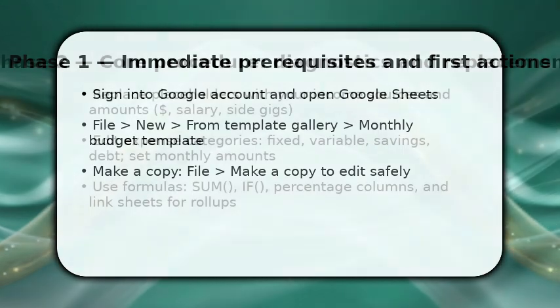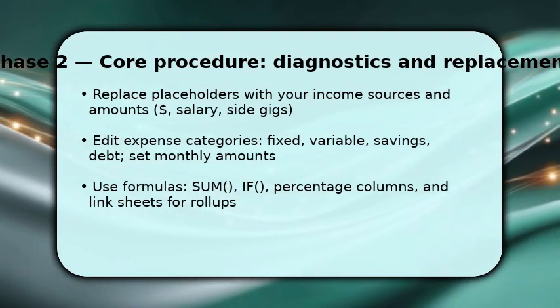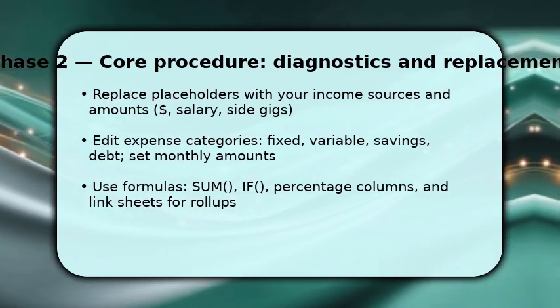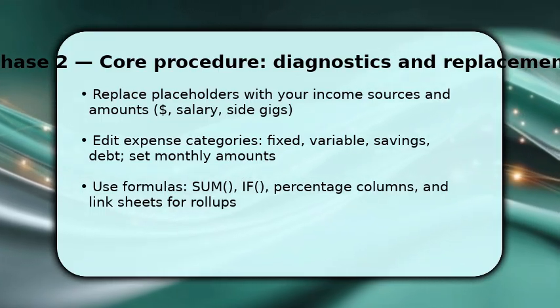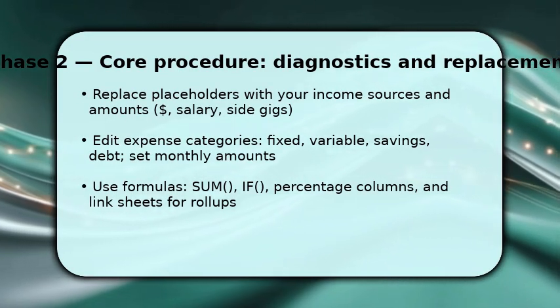Now customize categories and data entry. Change placeholders to your real income sources and expense line items, grouping fixed versus variable costs so trends are visible. Use sum for totals, if to flag overspending, and percentage formulas to show each expense as a percent of income.